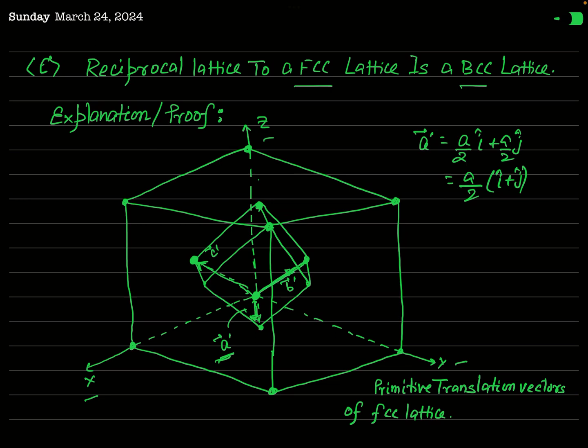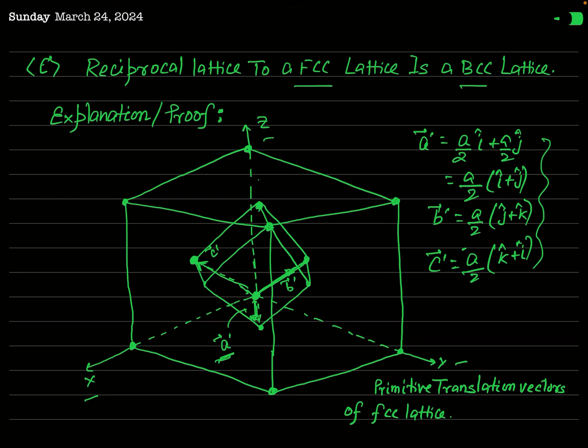Again, see this another primitive translation vector B prime. You can see this B prime lies in YZ plane. So its X component will be 0, and so B prime is given by A by 2 times J plus K. Its X component is 0 because this vector lies in YZ plane. Okay. Now, what will be this C prime? You can see C prime lies in XZ plane. So its Y component will be 0, and you can write this C prime equal to A over 2 times K plus I. So these are the three primitive translation vectors of an FCC lattice.